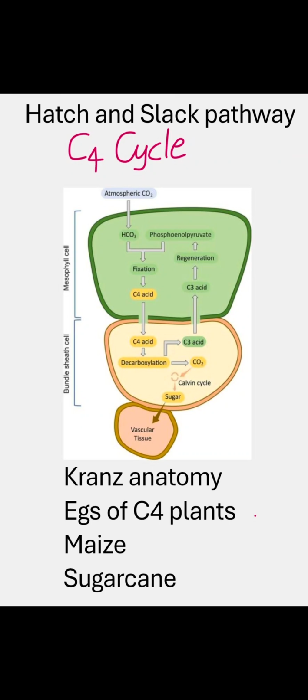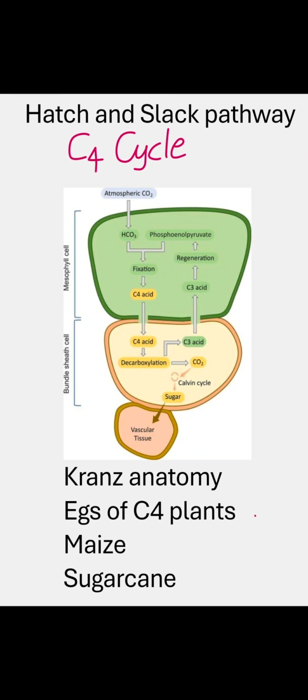So they have some special type of anatomy which is termed Kranz anatomy. The meaning of the term Kranz is wreath. So this type of anatomy facilitates carbon dioxide fixation in photosynthesis. When you look at the type of cells, this particular C4 cycle occurs in two places, one in mesophyll cells and the other in bundle sheath.